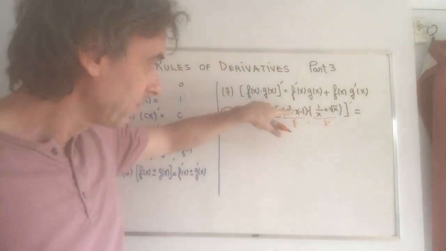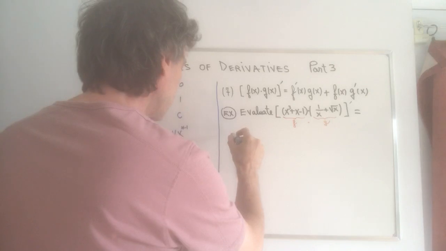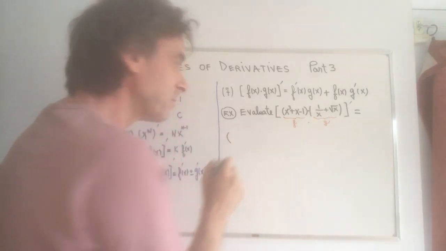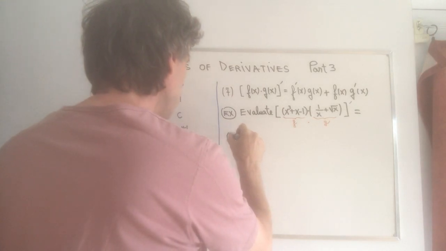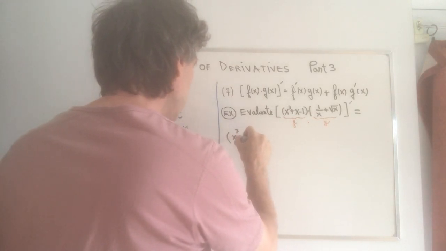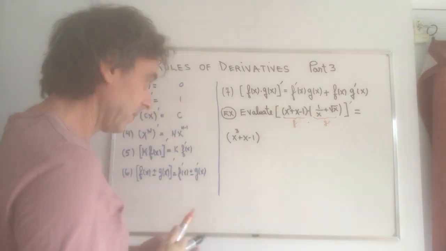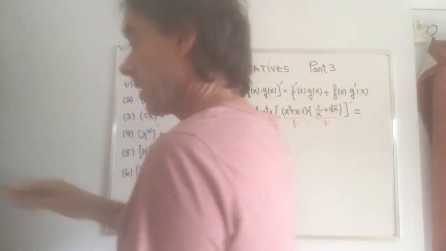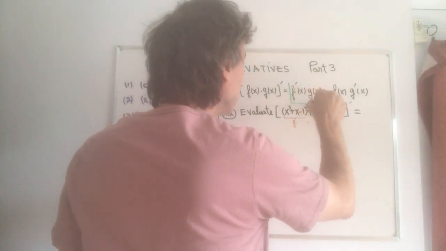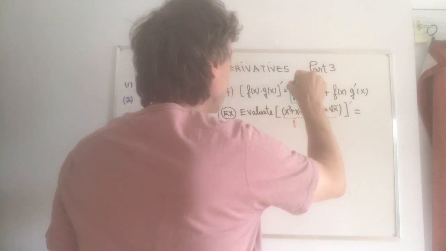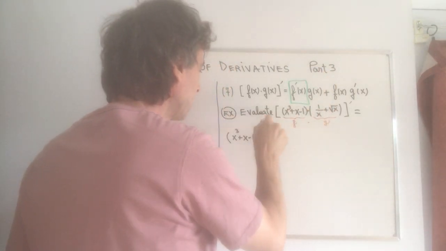This is my F. This is my G. So I am going to put F prime. What's my F? x^3 plus x minus 1. So x^3 plus x minus 1. And now I'm doing this guy. Maybe a change of color, not to confuse anyone. Now I'm doing this guy. So this is F prime.